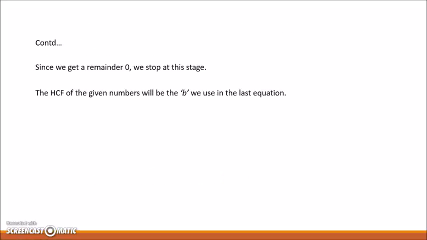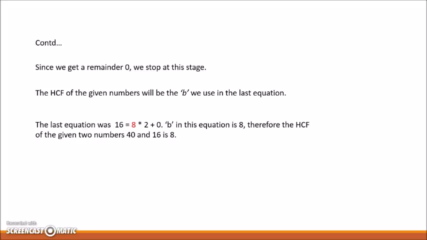Now the highest common factor of the given numbers will be the b we use in the last equation. The last equation was 16 equals 8 multiplied by 2 plus 0, and the b in this equation is 8. Therefore, the highest common factor of the given two numbers 40 and 16 is 8.